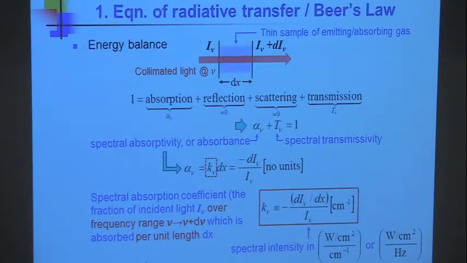Now, if we integrate over frequency, then we could say that the integrated intensity is the integral of I nu d nu. So that would be the total intensity of our source if we think of I as the intensity per unit frequency. Again, that might be watts per square centimeter.